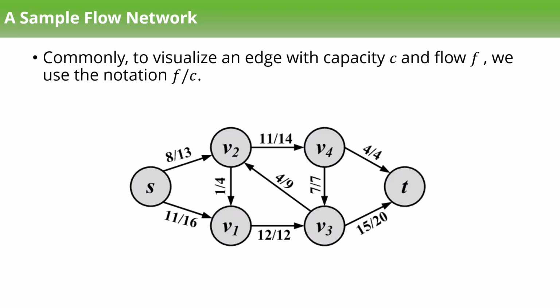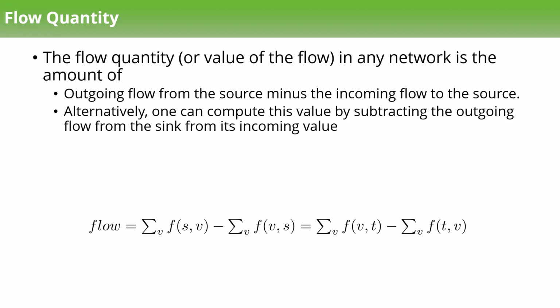And then flow quantity. Flow quantity means the total amount of flow moving through the network. It can be calculated in two ways. Method 1: outgoing flow from the source minus incoming flow to the source. The second method: incoming flow to the sink minus outgoing flow from the sink. Both methods give exactly the same result.